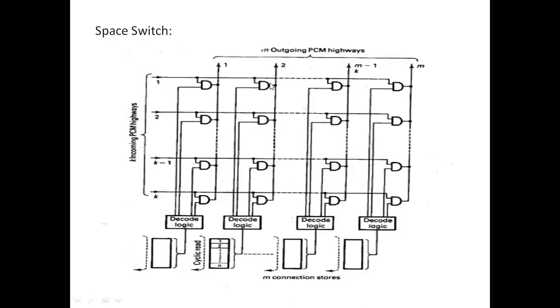The opening and closing of these gates is controlled by the control logic or connection store, which is already programmed. The decoding logic interprets the content of the connection store, and that in turn operates the gates in order to open or close a particular gate. So this is how the space switch works.